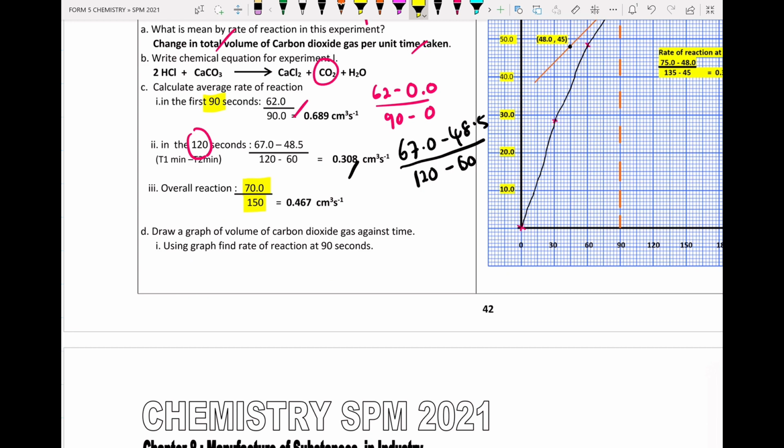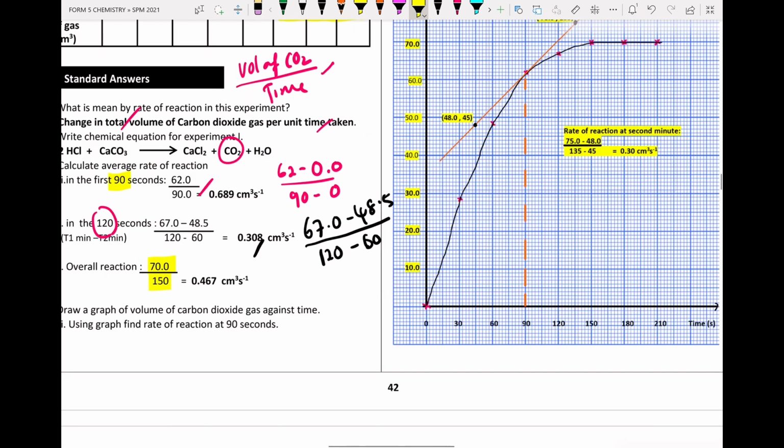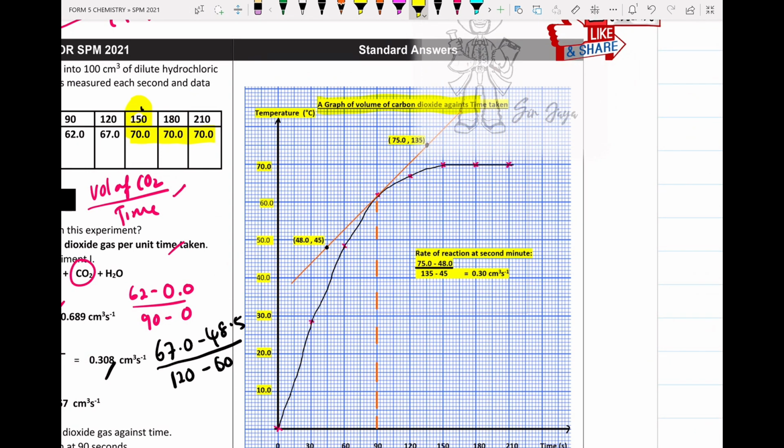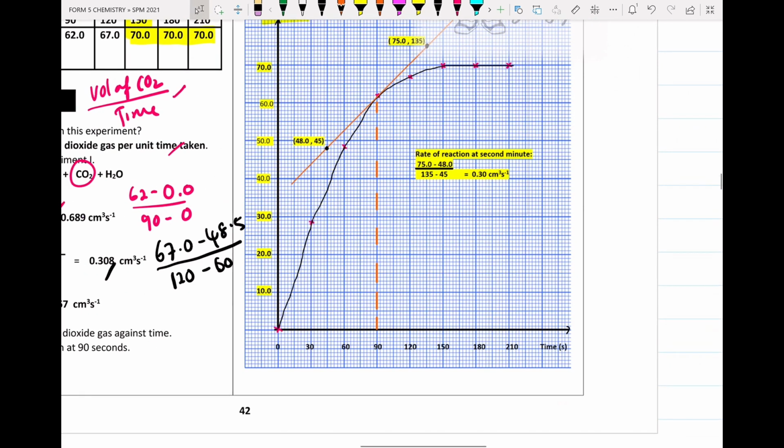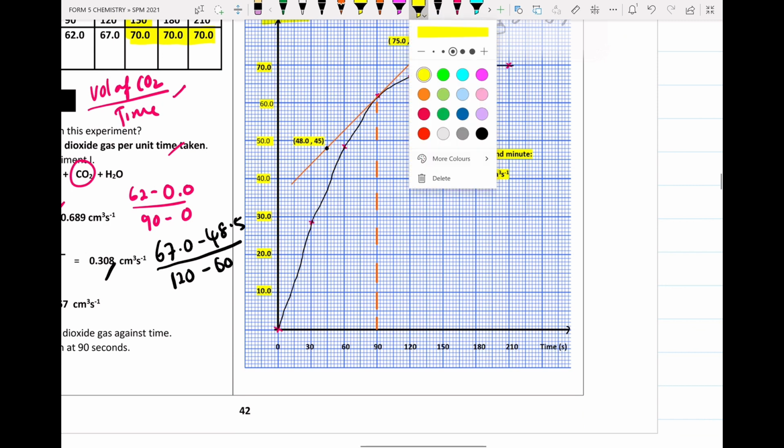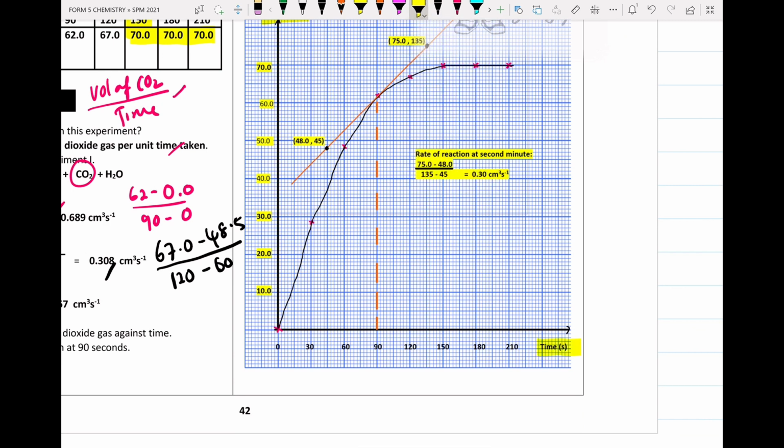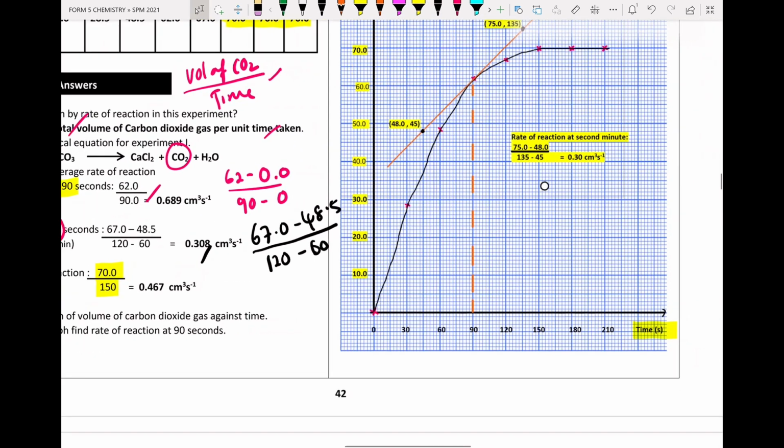Okay, draw the graph of volume of carbon dioxide against time. Already drawn for you all. So please check volume, title, temperature, and the title of the axis X must be there. So we use the scale, we try to draw from here.